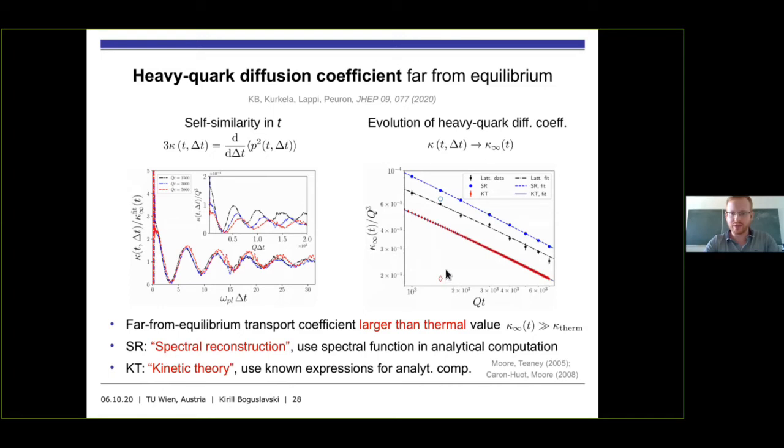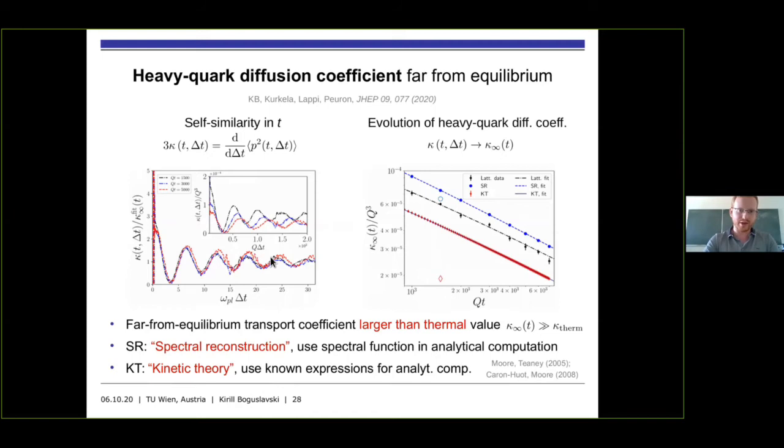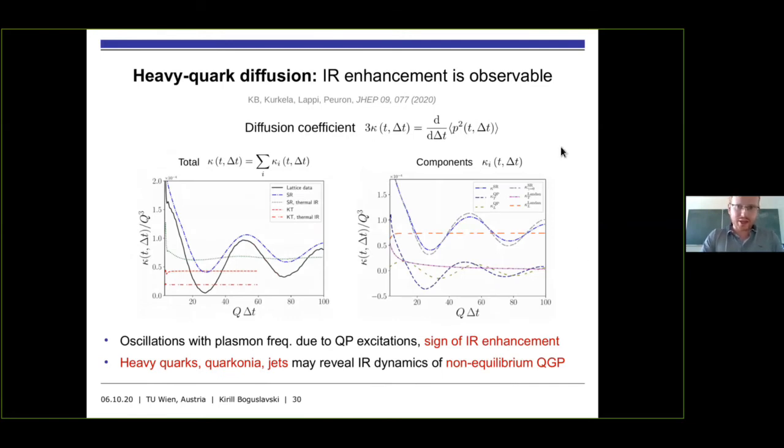So if you would only use the perturbative formulation of your correlation function or your distribution, what you would expect in the infrared, you would strongly underestimate the value of your heavy quark diffusion coefficient. And even more interestingly, you can again look at this correlation function, which shows those oscillations, which is again a gauge invariant observable. The black curve is lattice data, and you can use those different methods to reconstruct the curve.